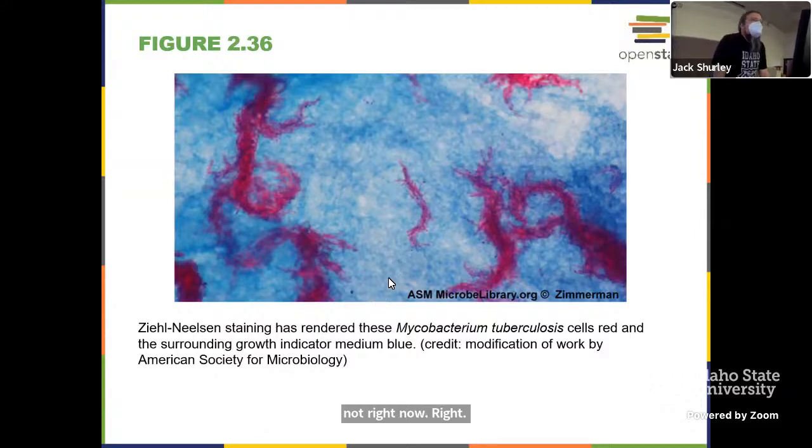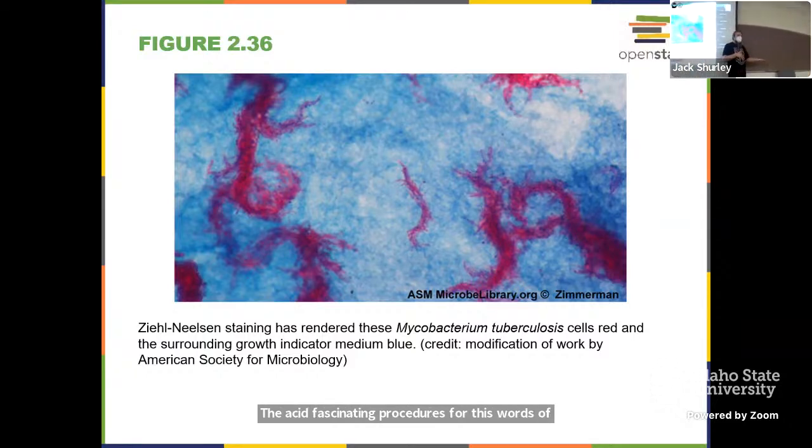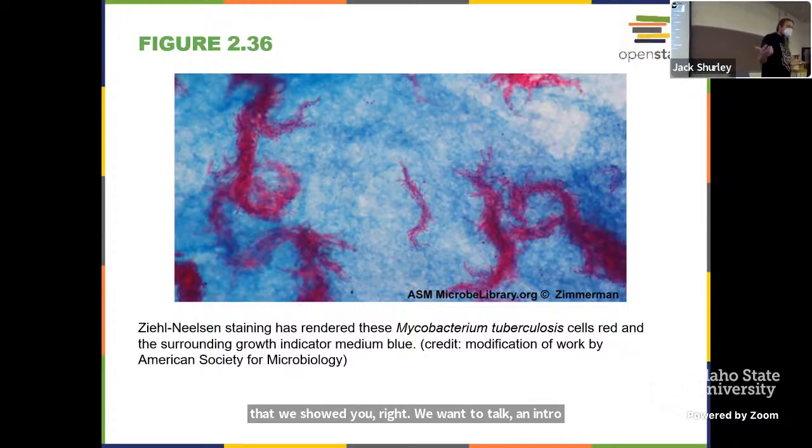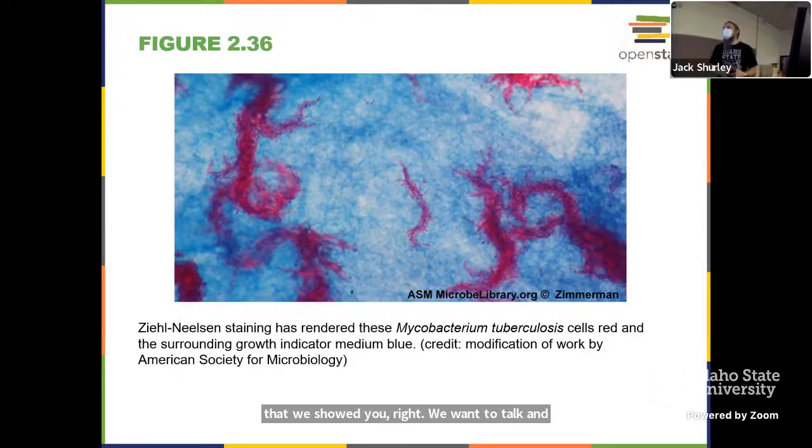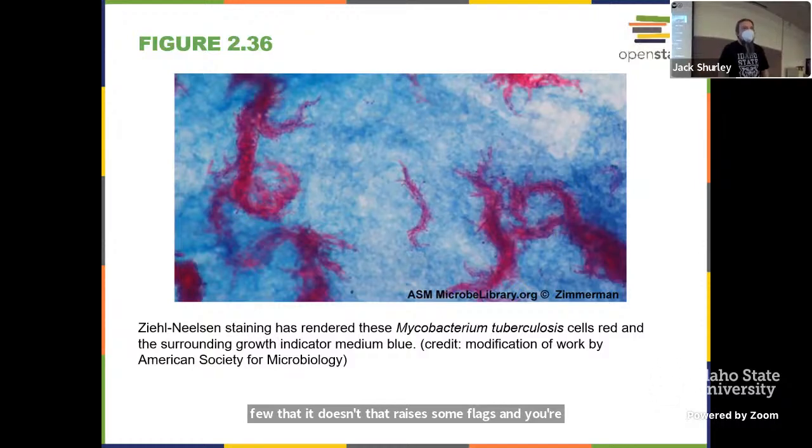So I mentioned the tuberculosis, the acid-fast staining procedures for this were developed just a little bit before the gram stain that we showed you, right? We want to talk and introduce gram stain first because that's really what you think about doing, all right? You would not acid-fast stain every single specimen that you're ever given because it only works to stain a few things. Gram stain works to stain basically everything, and then bacteria. And then the few that it doesn't, that raises some flags and you're like, wait a minute, what are we dealing with here? Let's figure it out, right?